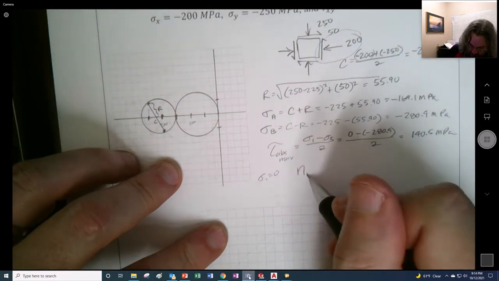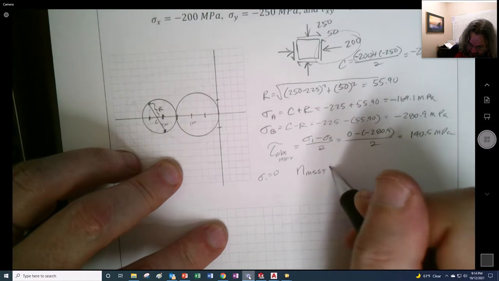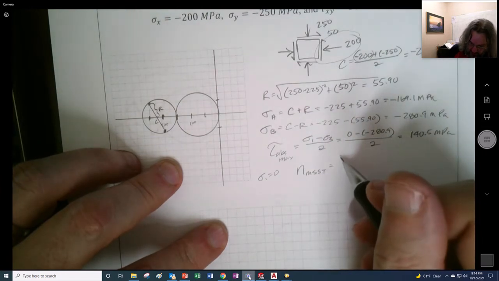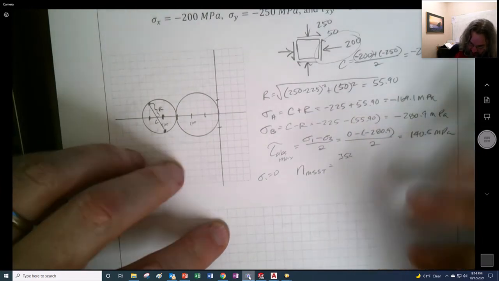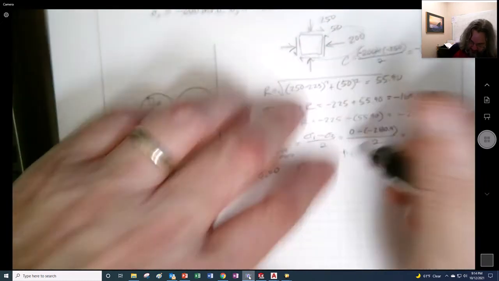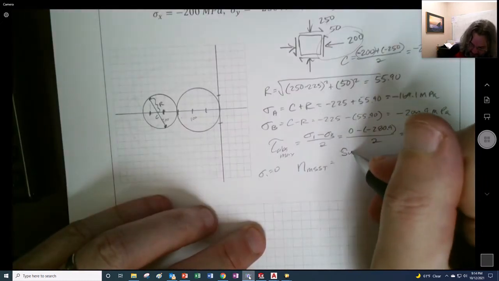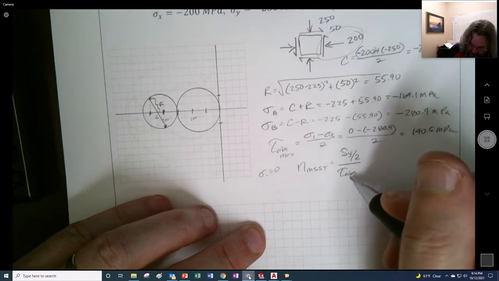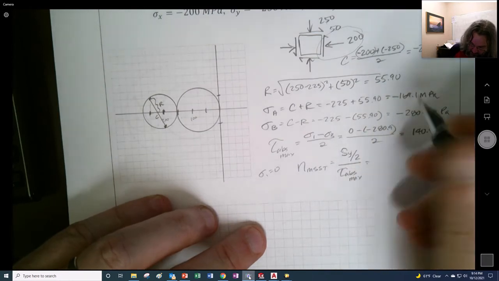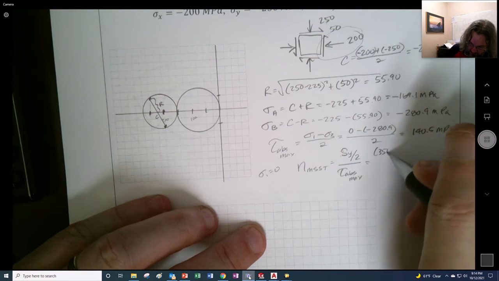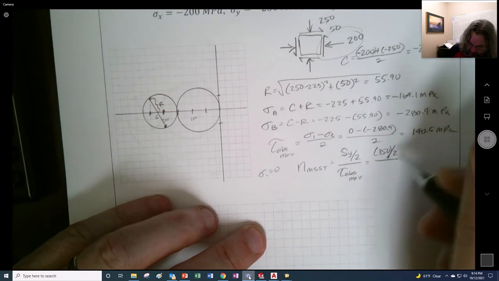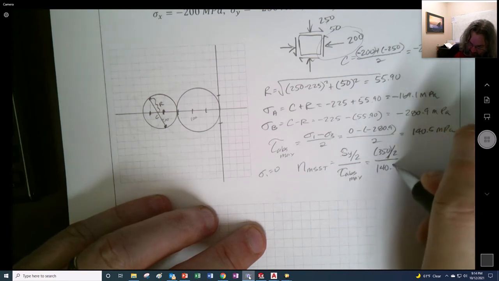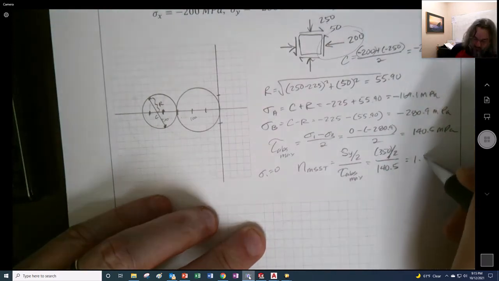So our maximum shear stress theory safety factor, well, I should write out the equation, right? Because we haven't seen it. We take the yield strength divided by 2, and then the tau abs max. And so it's 350 divided by 2 divided by 140.5. And we get that it's 1.25.